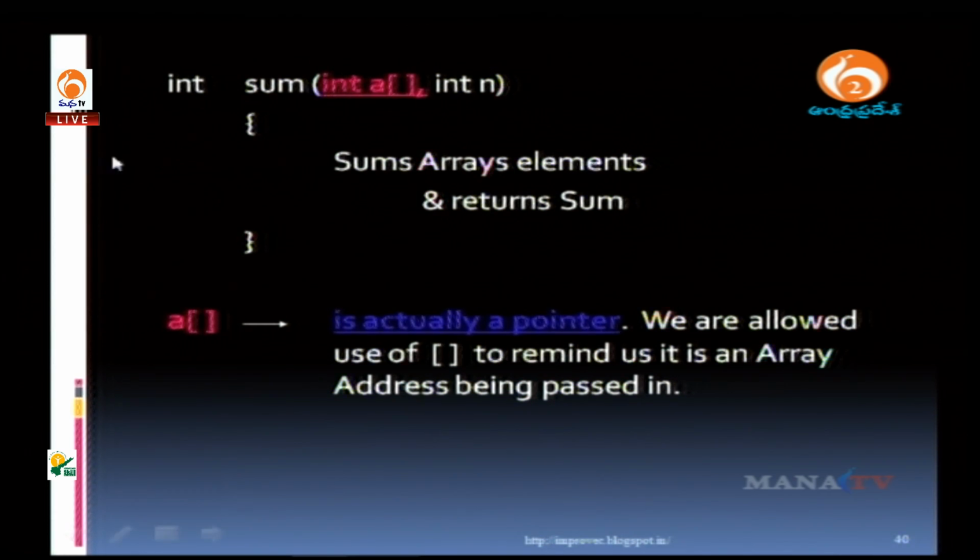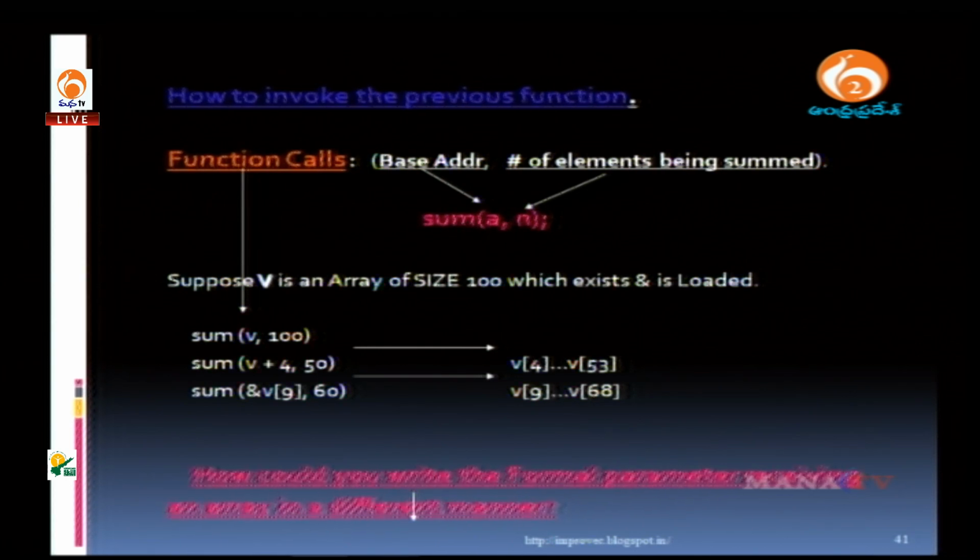Here we pass the array size and the array address, the base address. Here the int a with square brackets is a pointer. We are allowed to use square brackets to remind us that an array address is being passed in. Yes, this is a function call. These are the syntax for the function call.